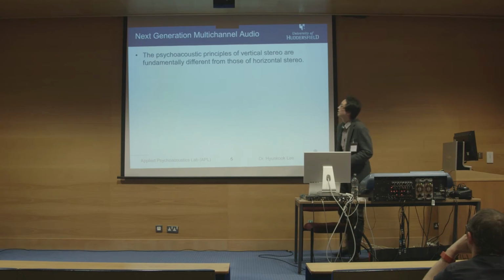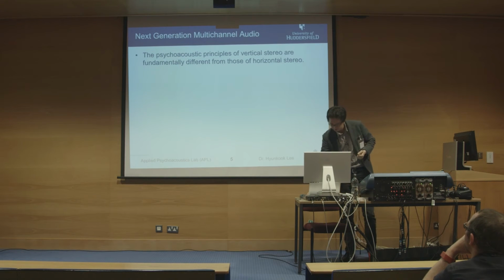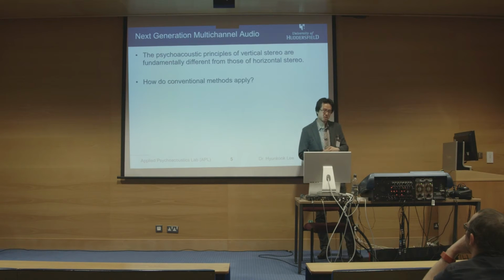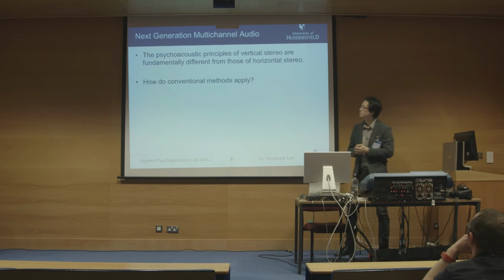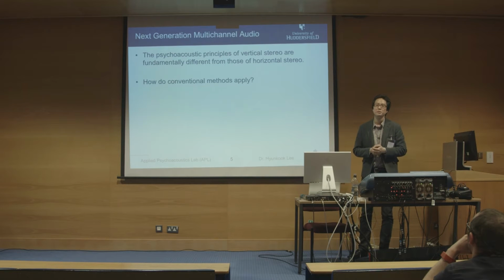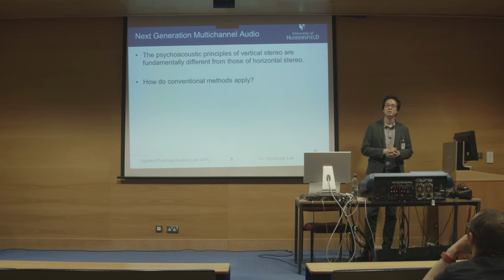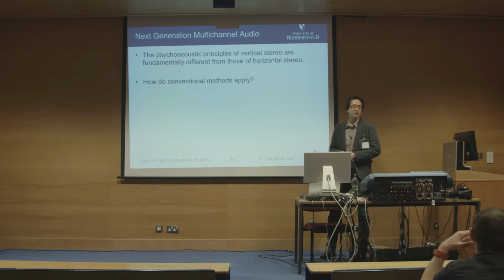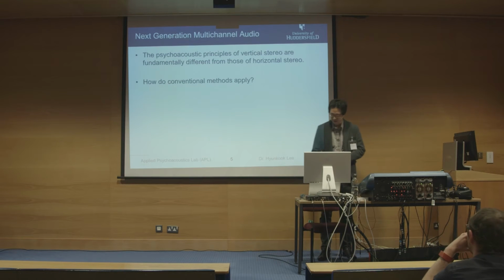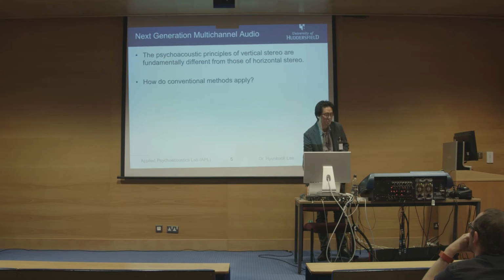So, psychoacoustics. The first question we can ask: how do conventional methods apply? We use all sorts of different rendering methods for horizontal stereo and 2D surround. We have decorrelation methods, panning methods, and so on. So how do they apply? Can conventional psychoacoustic theory be used for 3D music production?